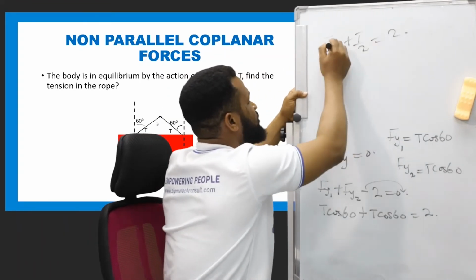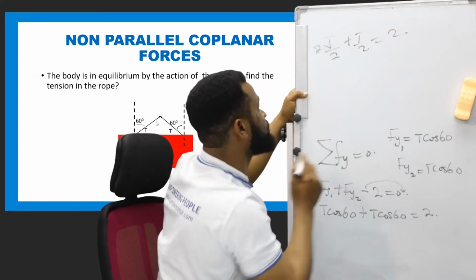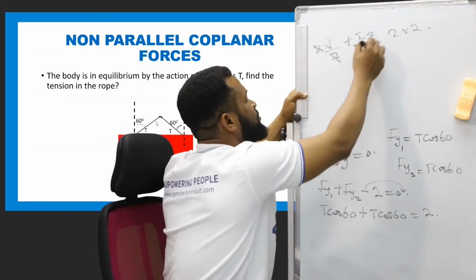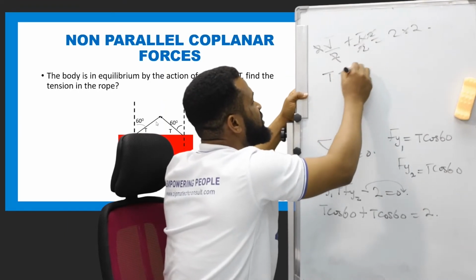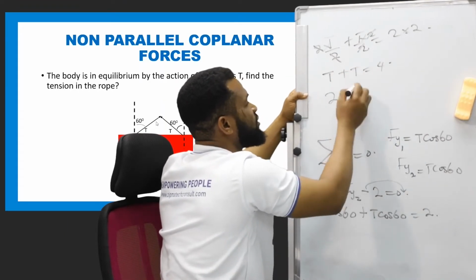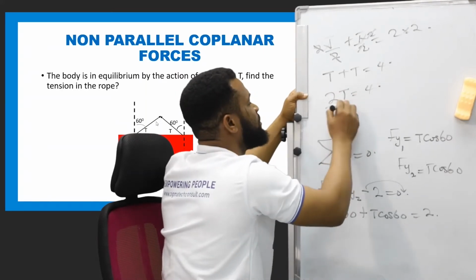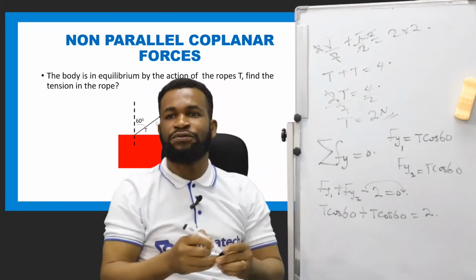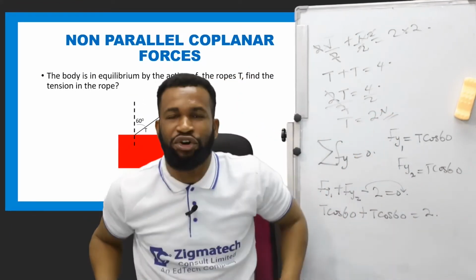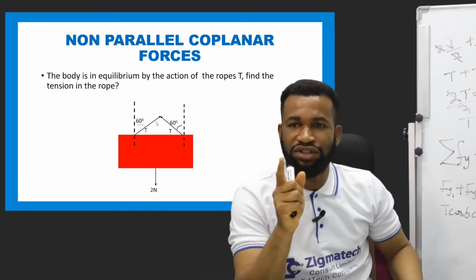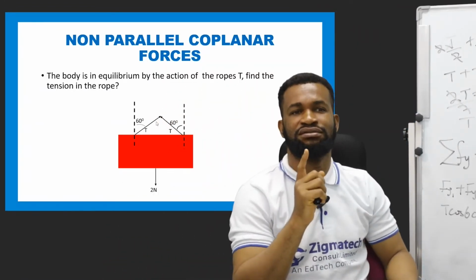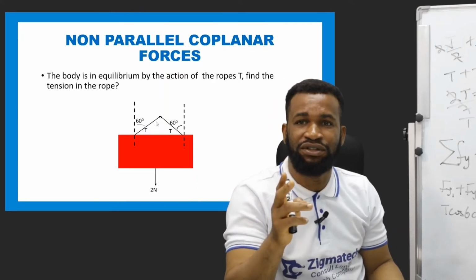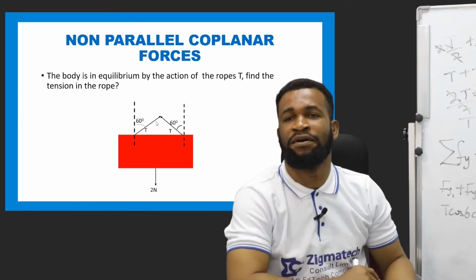I'm going to clear the fraction by multiplying each of them with the LCM, which is 2 times 2 times 2. So 2 will cancel 2, 2 will cancel 2. T plus T is equal to 4. T plus T is 2T, equal to 4. Divide both sides by 2. T is going to be 2 Newton. That means a force of 2 Newton was used on the rope in order to hold this load of 2 Newton in equilibrium by the action of all these 3 forces, called non-parallel coplanar forces.